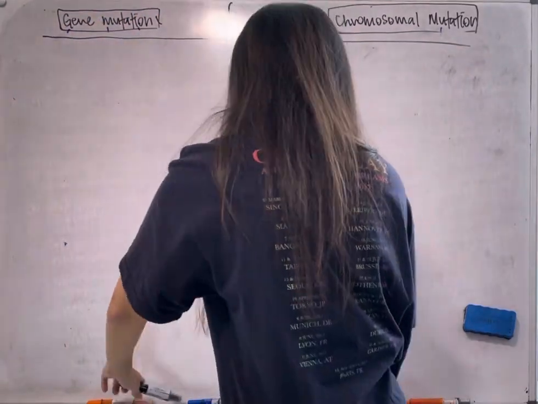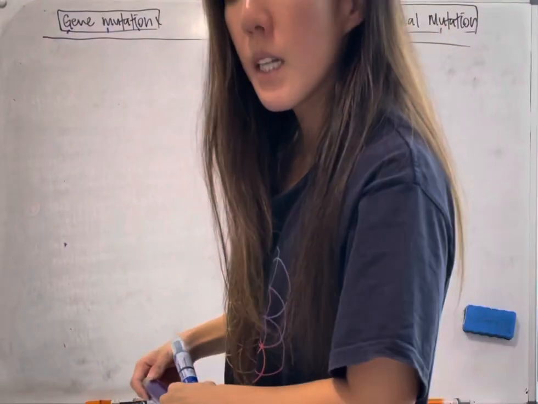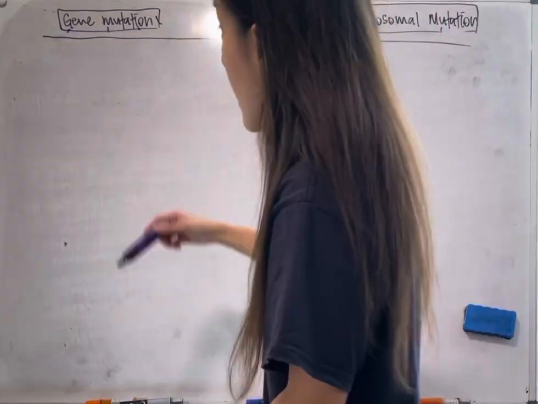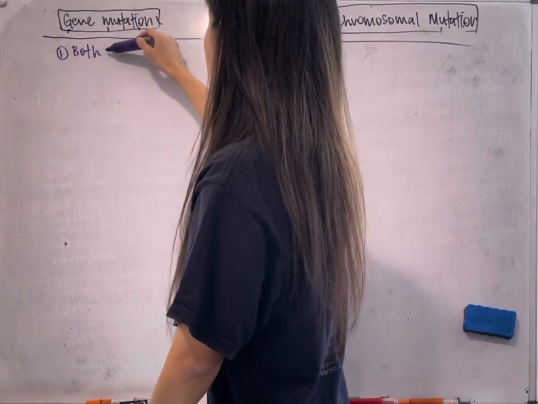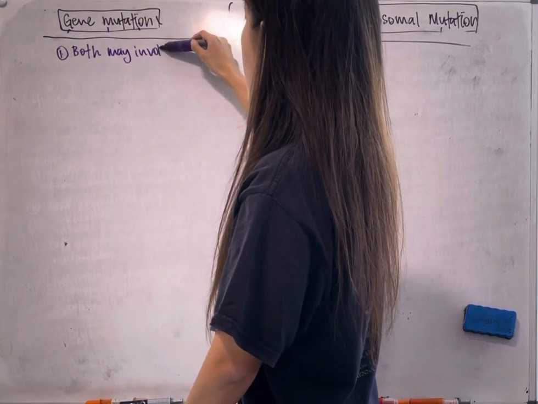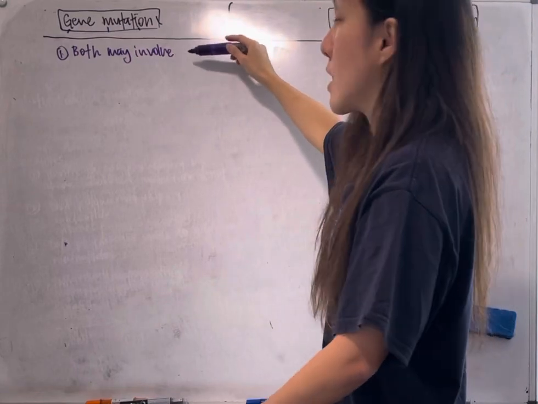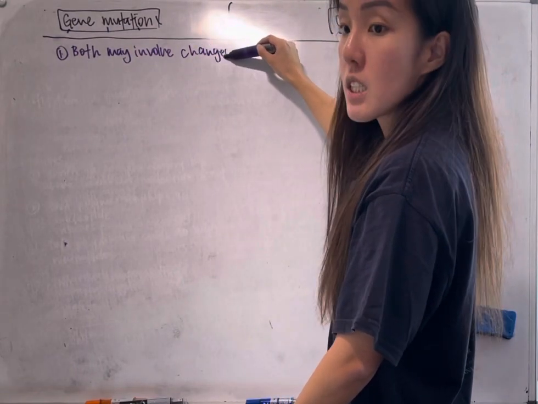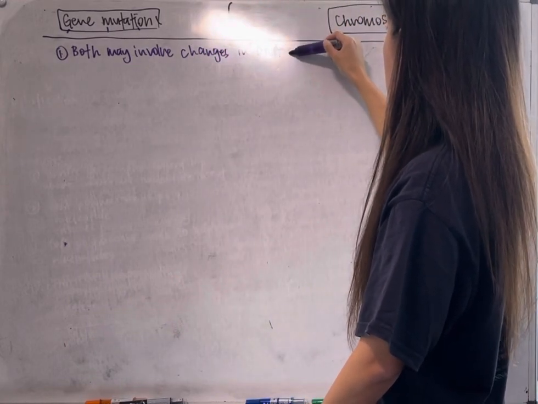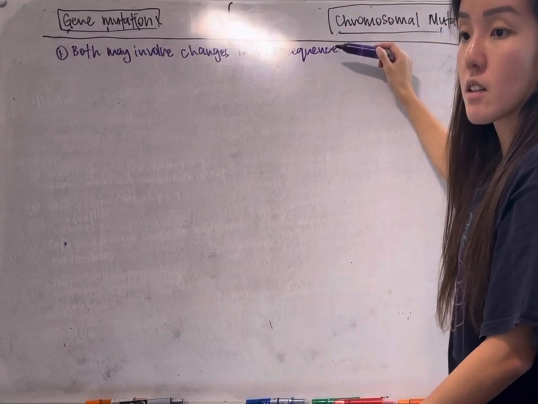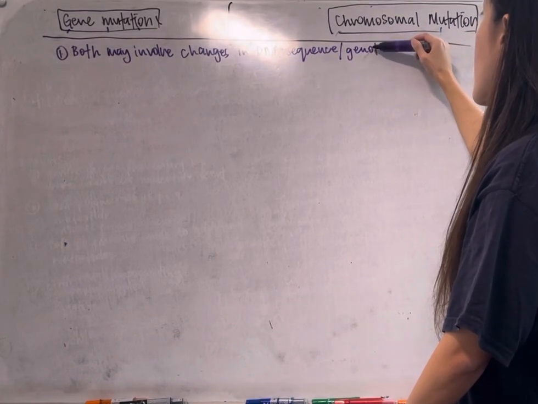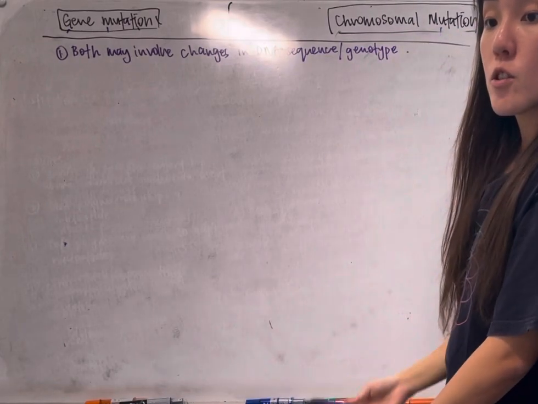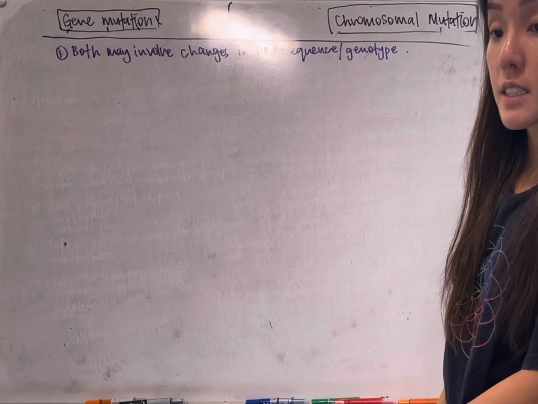First similarity, what do we learn? We learn that both can actually change and alter your genotype, alright? Or we can say DNA sequence. So you can use this for your revision. So both may involve, notice how I write may, because you know gene mutation sometimes can lead to silent mutation, changes in your DNA sequences. So find some space. You can think there's a lot of space at your gene mutation at the back. You can actually write that, or your genotype as well. Alright? So please take note, I'm talking about DNA nucleotide sequence.